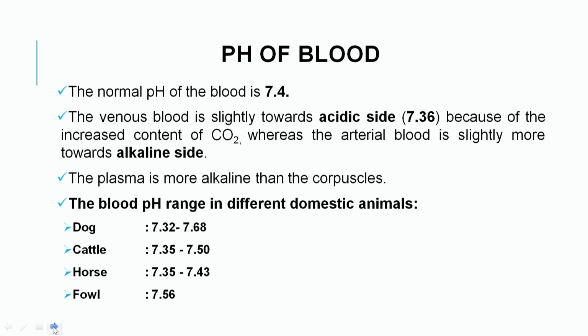The blood pH range in different domestic animals is like this: in dog, it is 7.32 to 7.68, in cattle 7.35 to 7.50, in horse 7.35 to 7.43, in fowl 7.56.